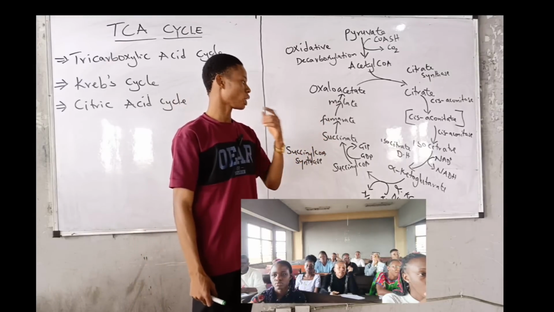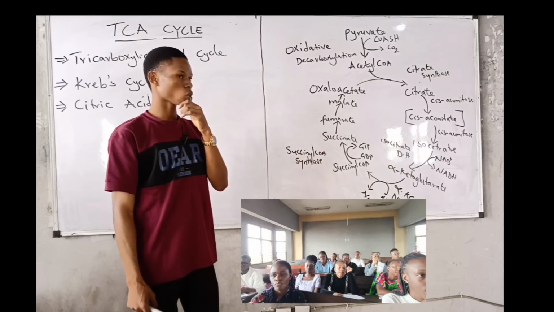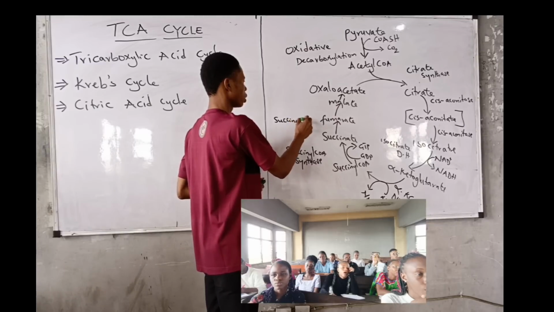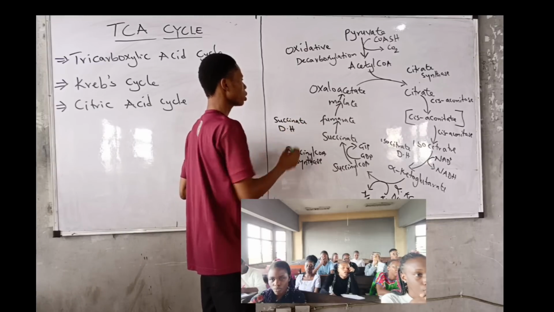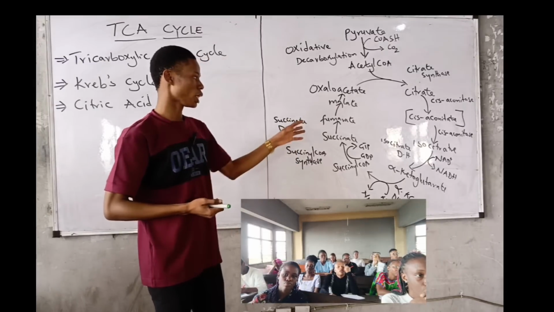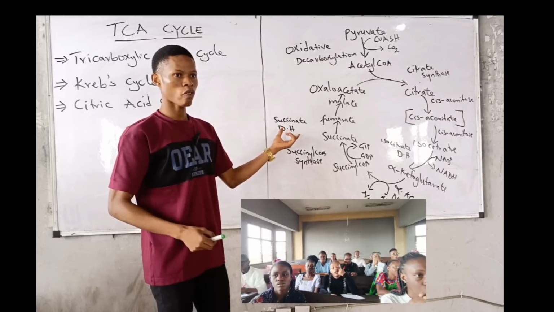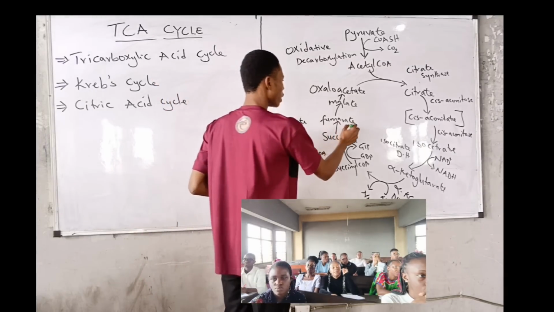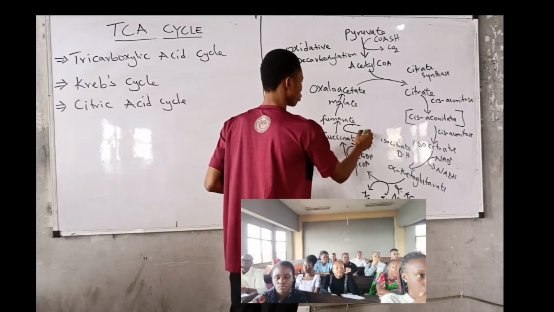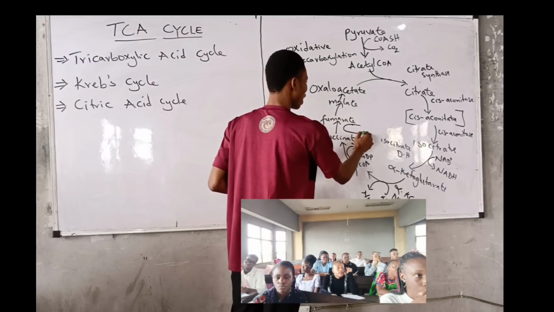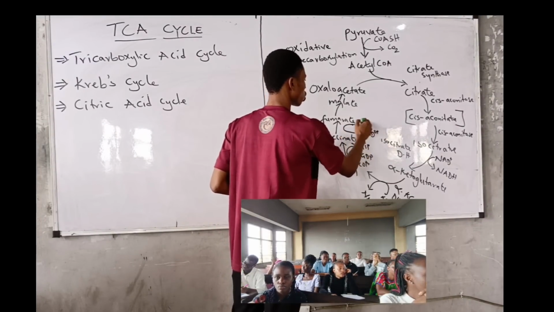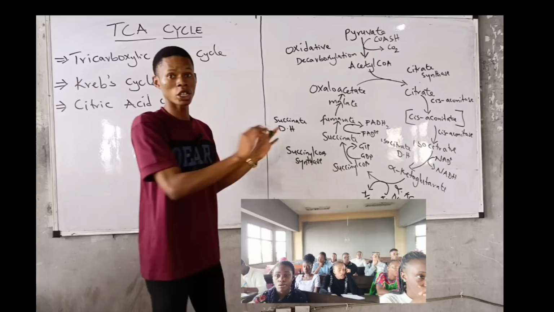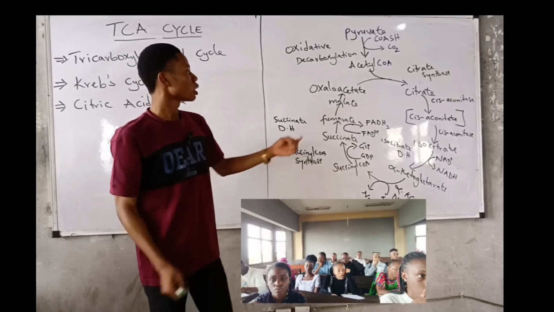Now from succinate to fumarate, what is the name of the enzyme catalyzing this reaction? Succinate dehydrogenase. Now at this point, what is converted to what? FAD is converted to FADH2. We'll take this pathway again. Don't write. I'll give you time to write.